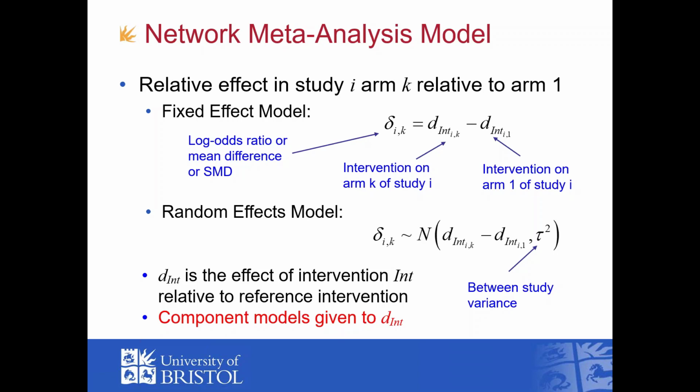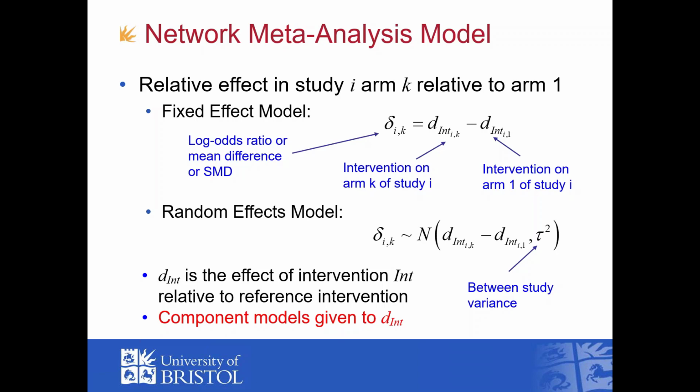So the effects D are all relative to a reference treatment. So in the depression example, that would be usual care. So our reference intervention is usual care. So each D represents the effect of each of the different interventions compared with usual care.